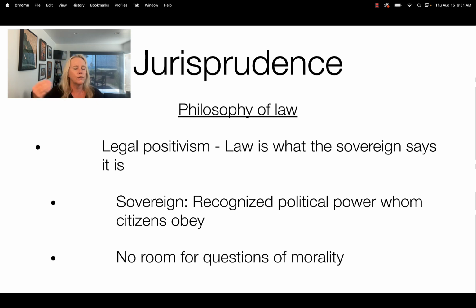If the government says something is illegal, then you are not supposed to do it. If the government says something is legal, then you can. Okay? So legal positivism, if the authority says it's not allowable, then it's against the law.